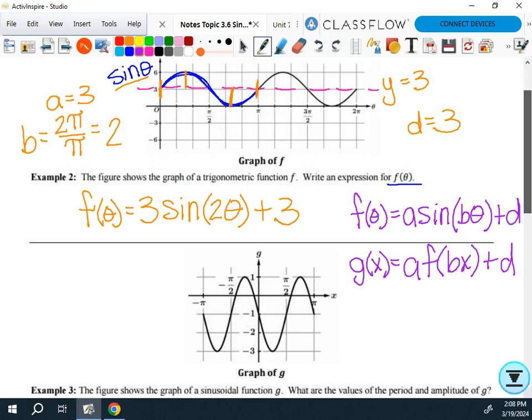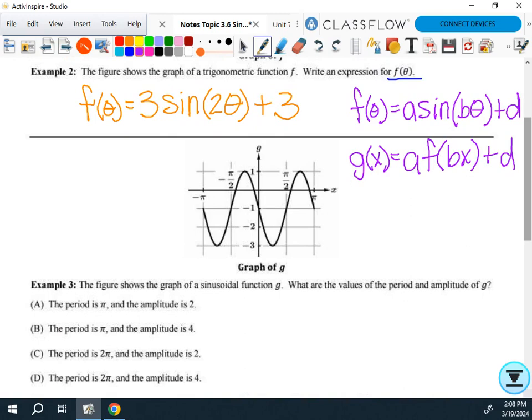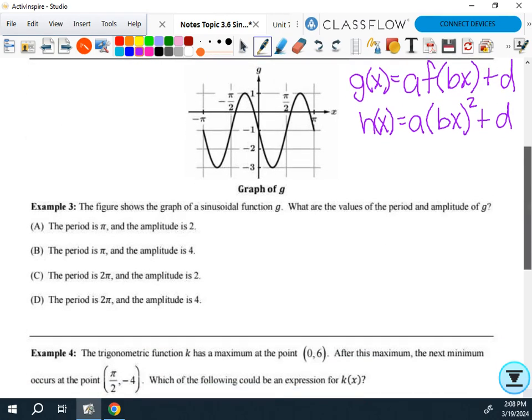If this was quadratic, I would have, let me just use h of x equals a times, in this case, it would just be b x squared plus d, because we don't have a speed there yet. But you see, it's the same thing no matter what it is. Cosine right there? Mm-hmm. So, all right, we all good on that? Okay. Look at this.